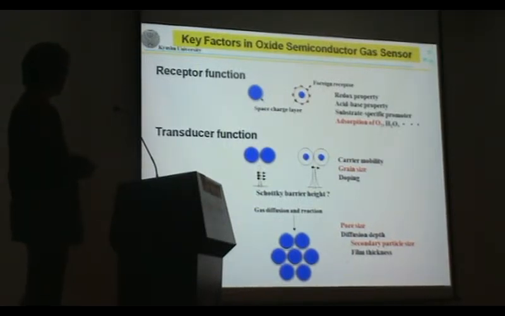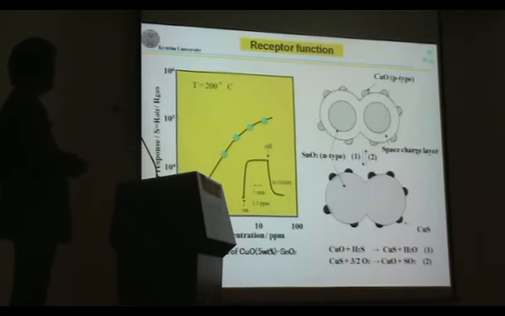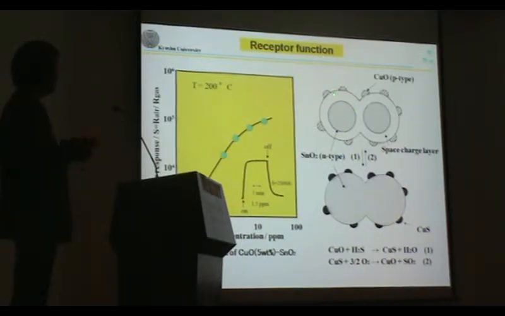For example, we loaded copper oxide, which is a P-type semiconductor, on tin dioxide, which is an N-type semiconductor. The interface forms a P-N junction, and these particles contact hydrogen sulfide.